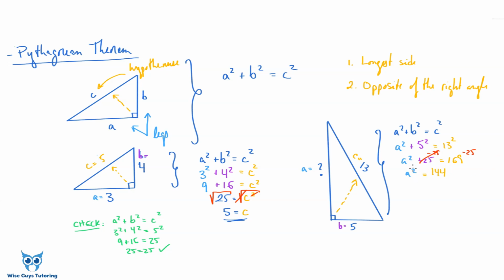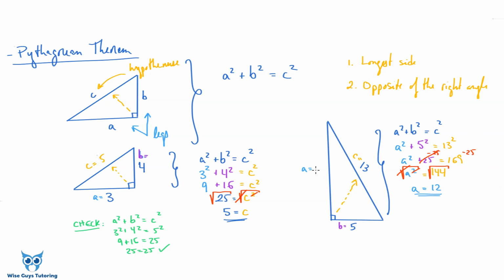Now again, if you want to get rid of that square, you do the inverse operation, which is square root. This jealous side says, me too, me too, me too. And there you go. Square root cancels the square. I got A equals 12. Ta-da! And that's the answer. So I'll put that in there.